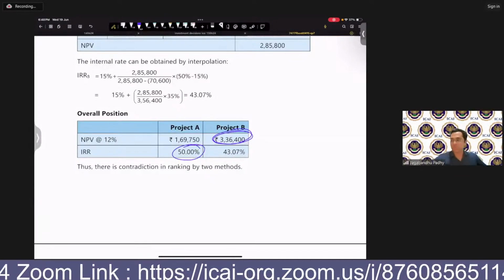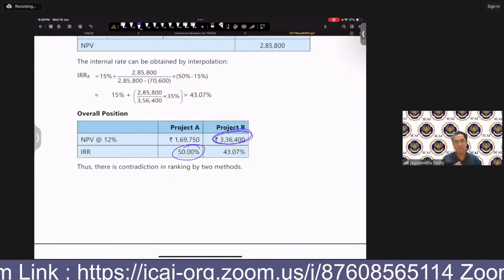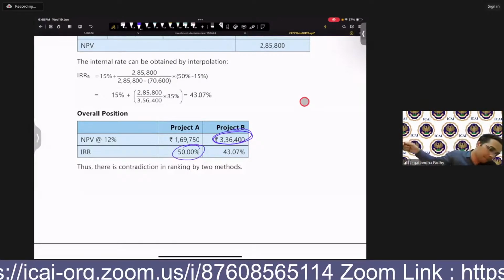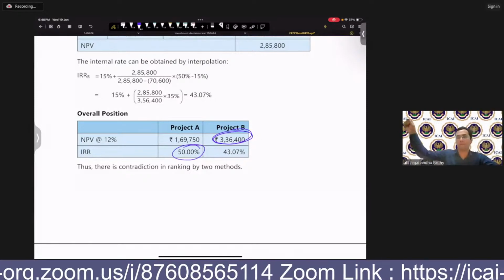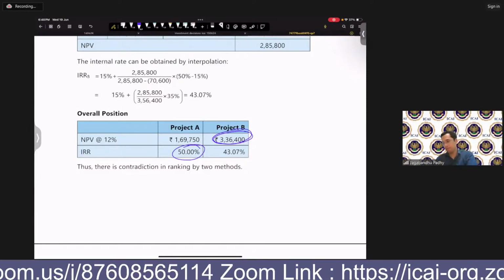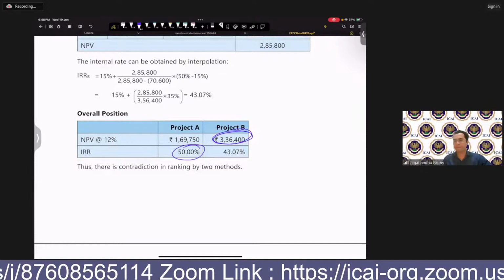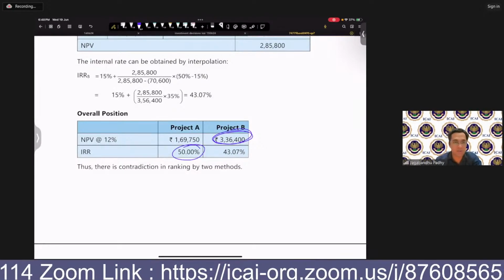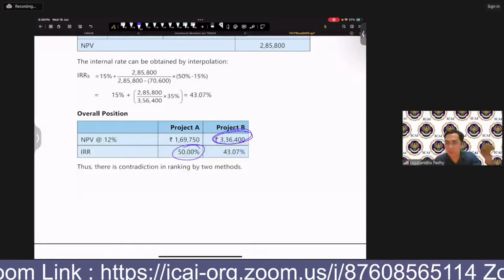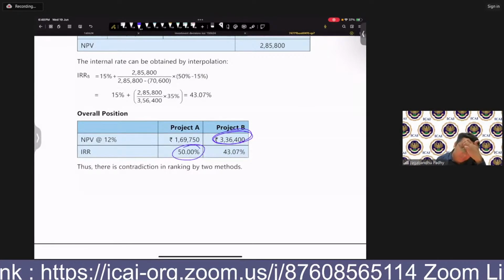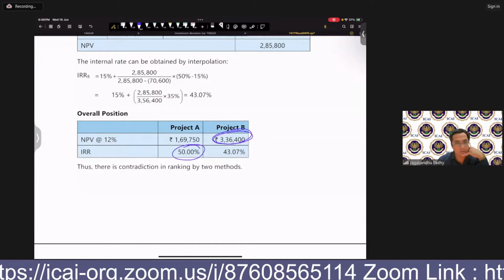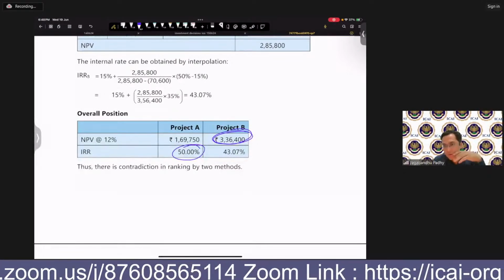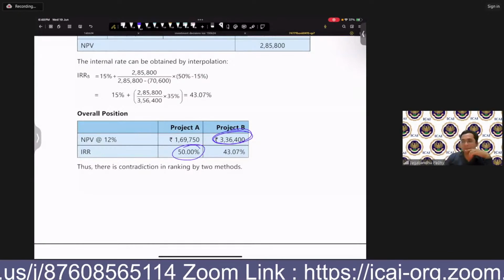Whom should we listen to? Should we accept the judgment given by NPV or should we accept the judgment given by IRR? Yes, tell me, Shruti. Aditya, Sushil. Okay, so Shruti is thinking it should be NPV. Okay, few of them are saying NPV, few of them are saying IRR.